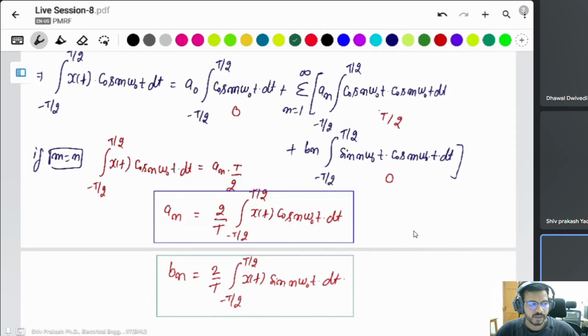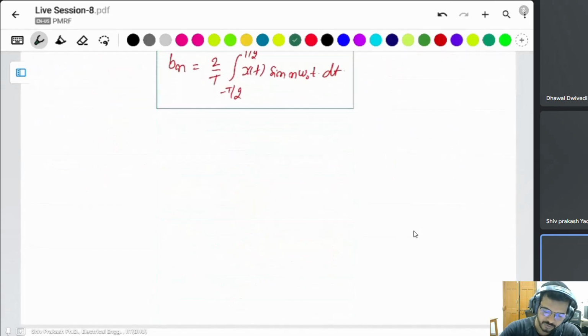Okay, let's check for the example and how you can calculate all these things, and how you will find the Fourier series.